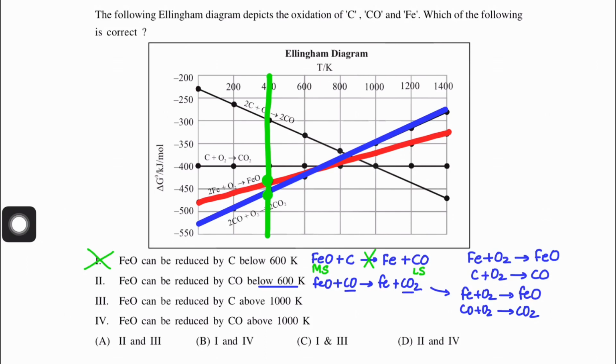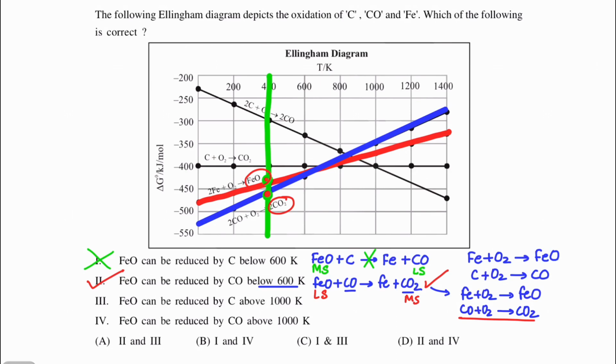So which has more negative value of delta G naught? CO2 has more negative value of delta G naught. It means this point is corresponding to CO2 and this point is corresponding to FeO. Which is more stable? CO2 is more stable, and FeO is less stable. So this reaction is feasible, because a feasible reaction means going from less stable to more stable. The first one was not feasible because it was moving from more stable to less stable. So the second one is feasible. So this is correct.